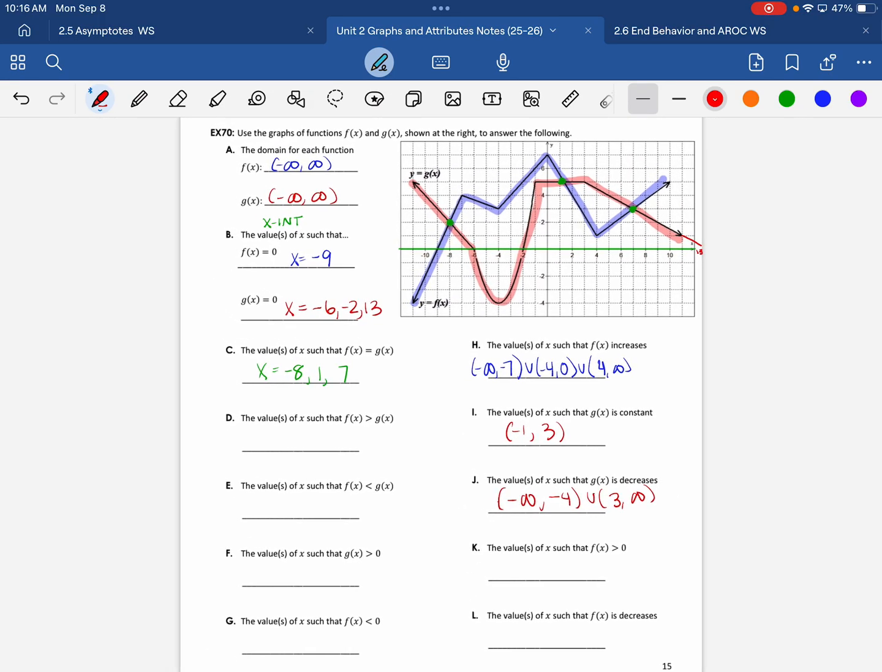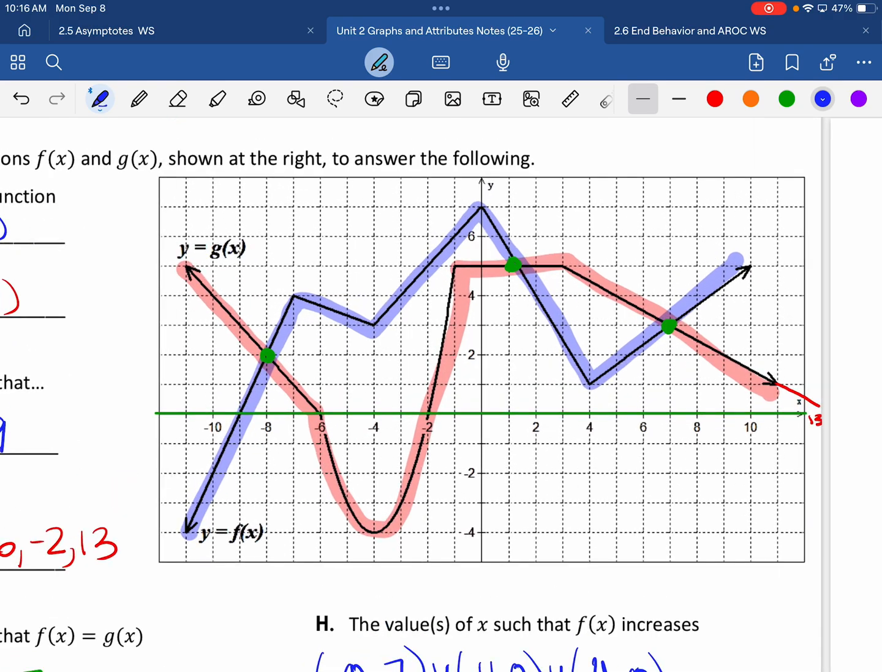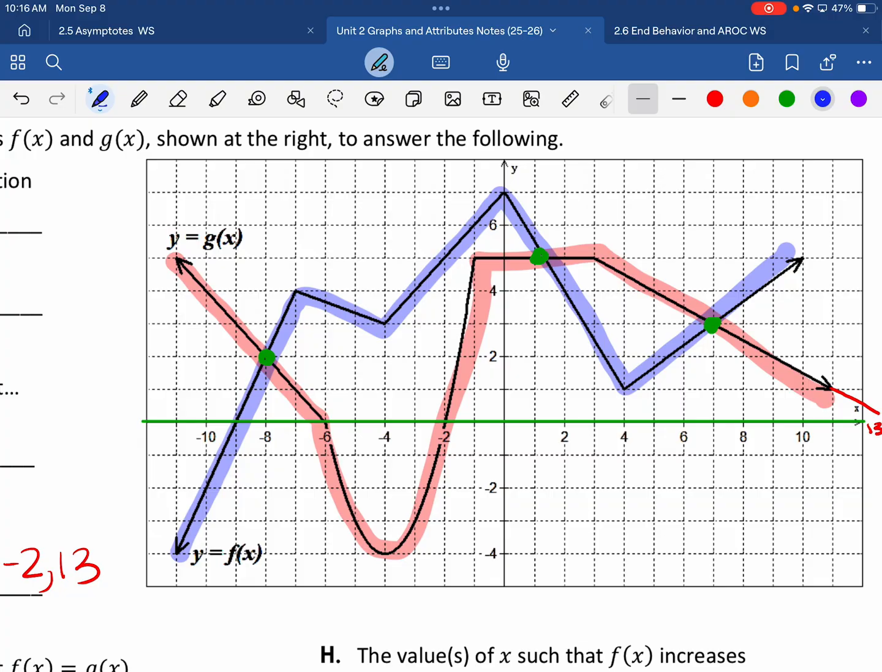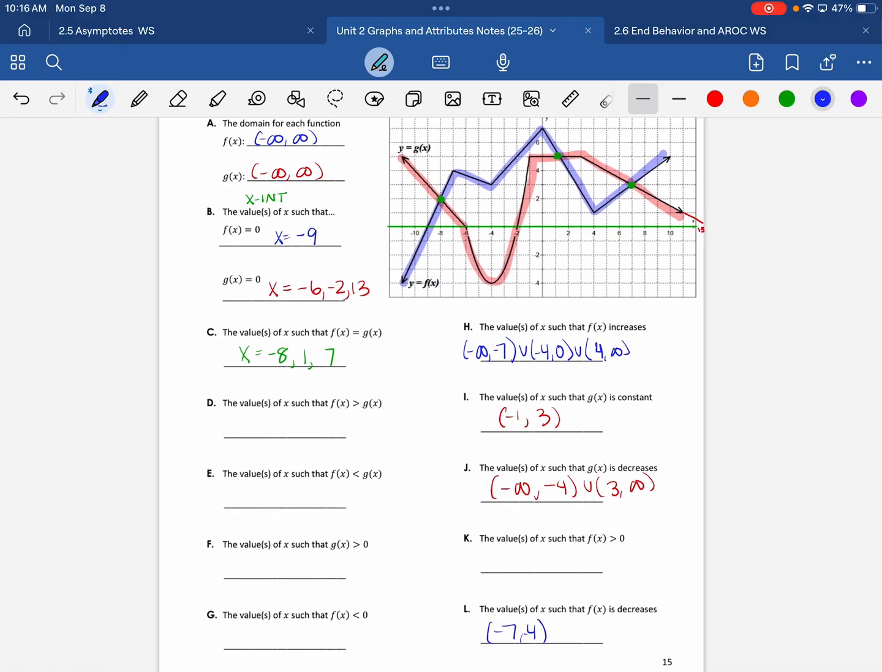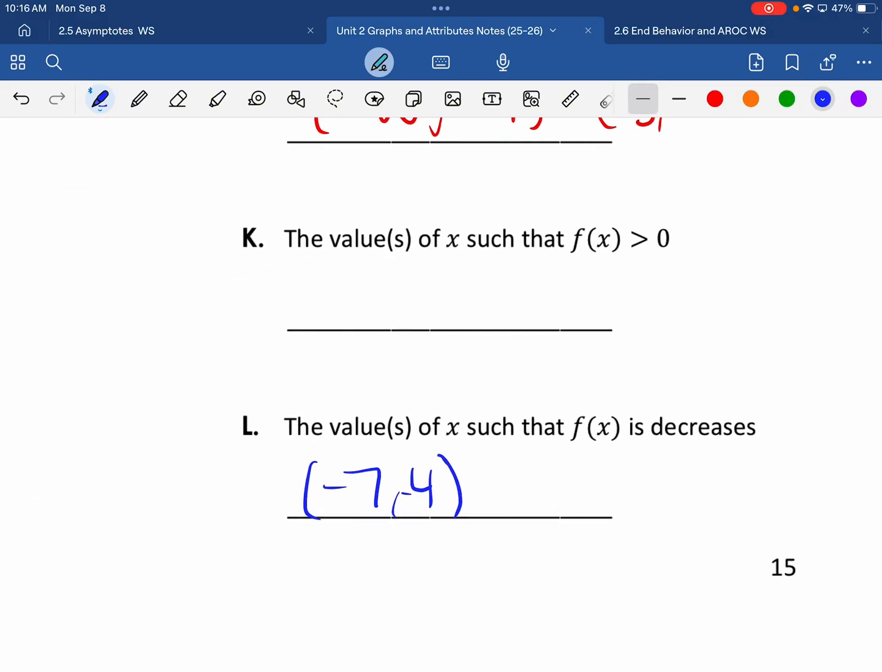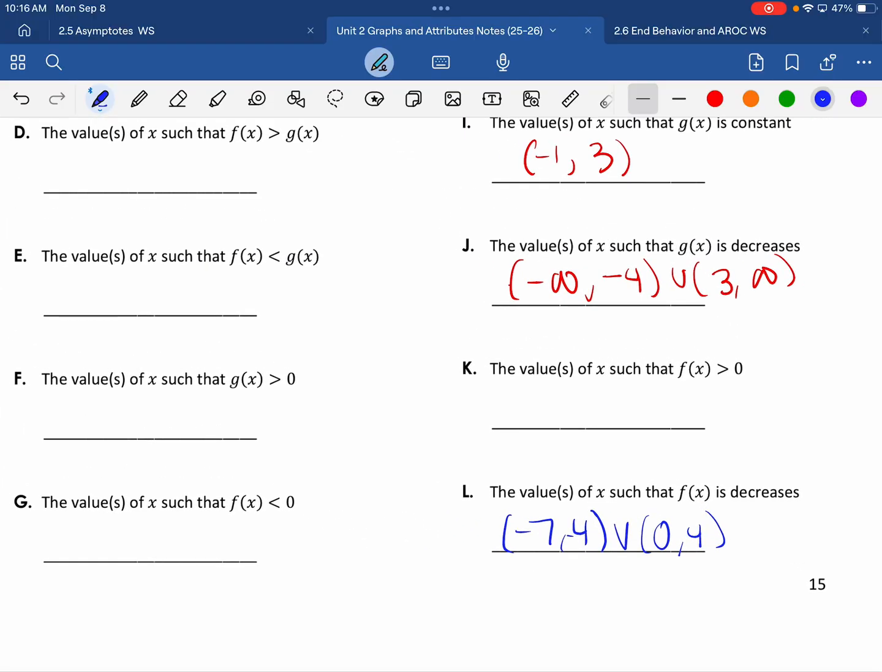Okay, and then this kind of irritates me, but we're going to do L because L is another decreasing one. But it's the blue one, so now this is what you were talking about. So we would say from -7 to -4, and then 0 to 4. Okay, so that takes care of all of the increasing and the decreasing.